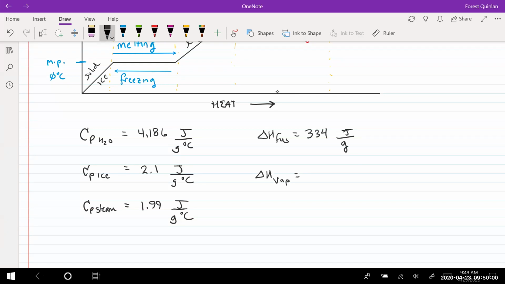And then vaporization. Okay. Vaporization, it's giving me 40.7 kilojoules per mole. So that's 2259. It also says 2230. Okay, so my calculation was 2259, but we can go with 2230.